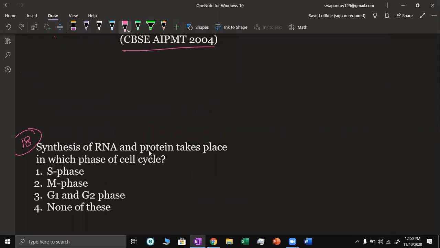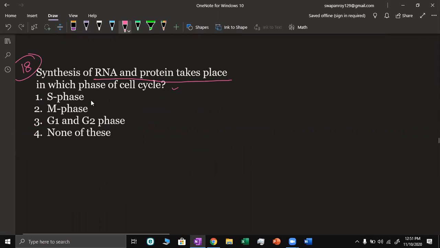18. Synthesis of RNA and protein takes place in which phase of cell cycle? Not S phase, not M phase, but G1 and G2 phase. G1 phase is before the DNA synthesis, when the young cell is growing. So in the G1 phase and G2 phase, protein and RNA synthesis takes place.